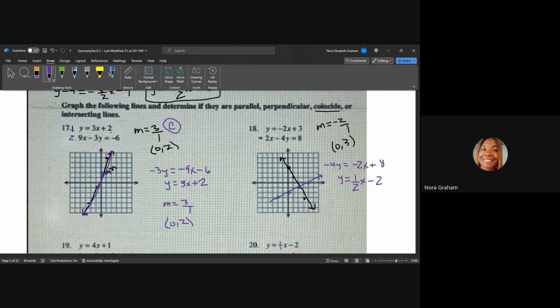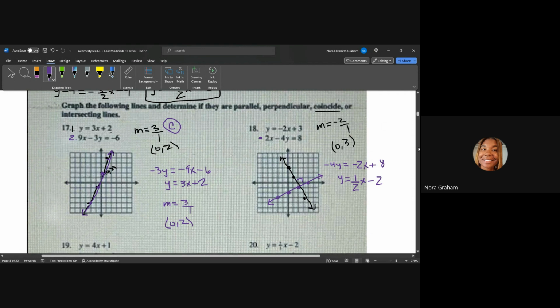Now, one thing I can notice right off the bat are my slopes. My slope for my first one was -2. My slope for my new one is +1 over 2. These are opposite reciprocals. Remember, when we have opposite reciprocal slopes, that means they are perpendicular. And we can put in that 90-degree angle to annotate perpendicular. Perpendicular are when two lines cross at a 90-degree angle.